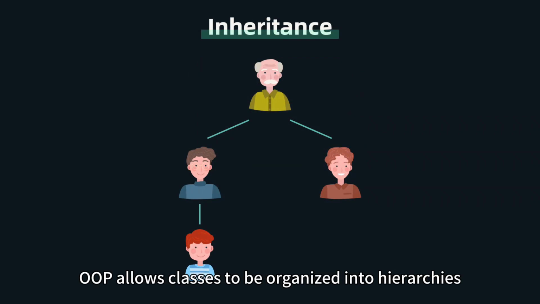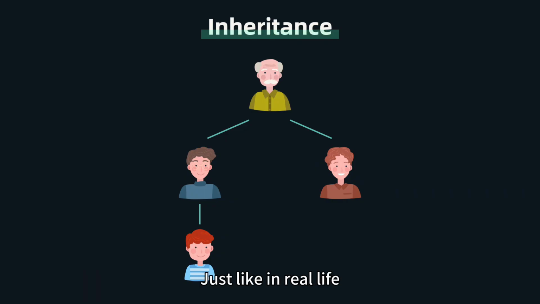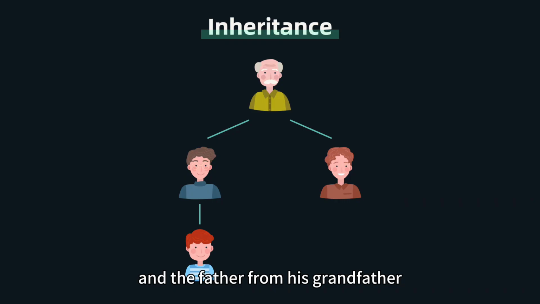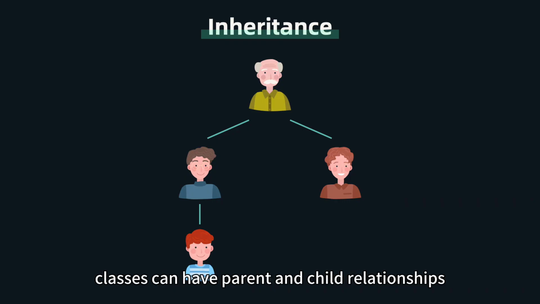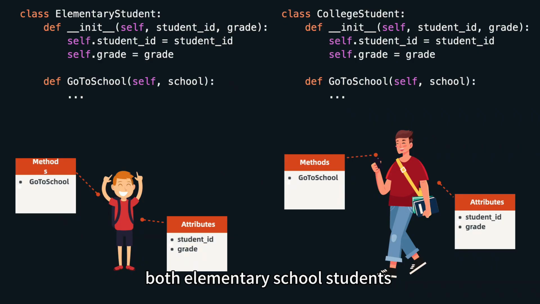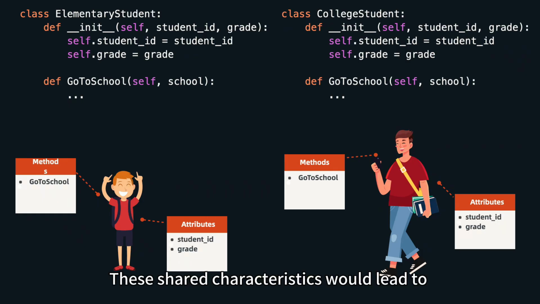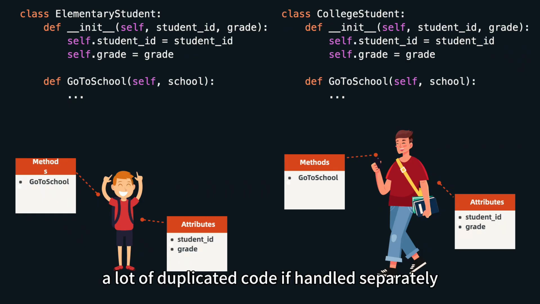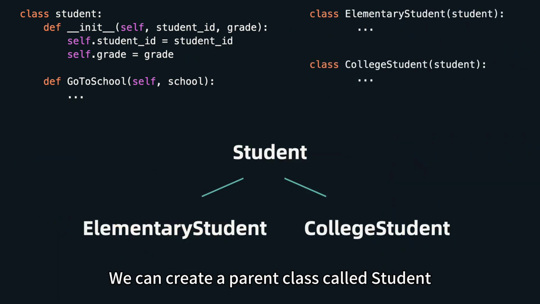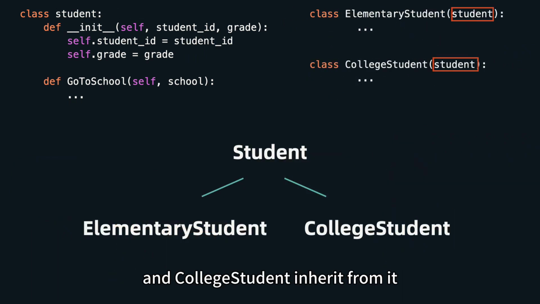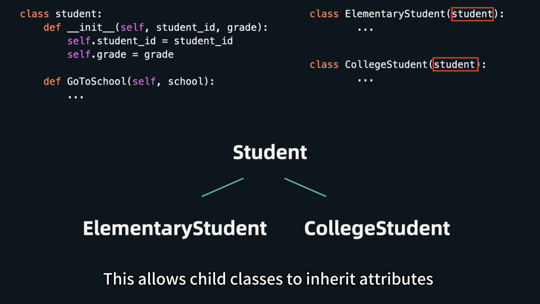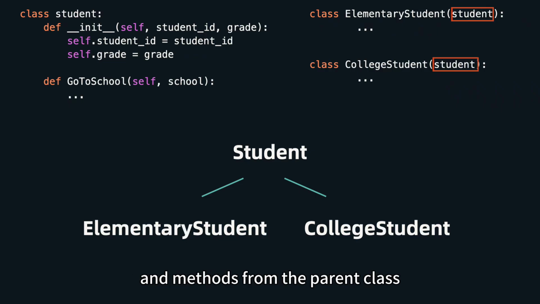Inheritance means that OOP allows classes to be organized into hierarchies. Just like in real life, where a son inherits from his father and the father from his grandfather, classes can have parent and child relationships. For example, both elementary school students and college students are students. They have student IDs, grades, and go to school. These shared characteristics would lead to a lot of duplicated code if handled separately. We can create a parent class called student, and let elementary student and college student inherit from it. This allows child classes to inherit attributes and methods from the parent class, reducing redundancy.